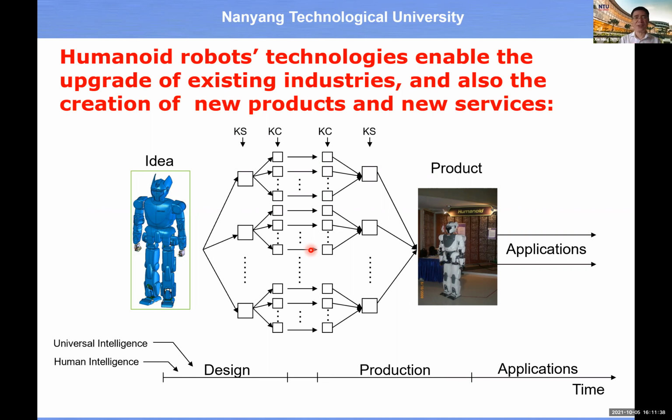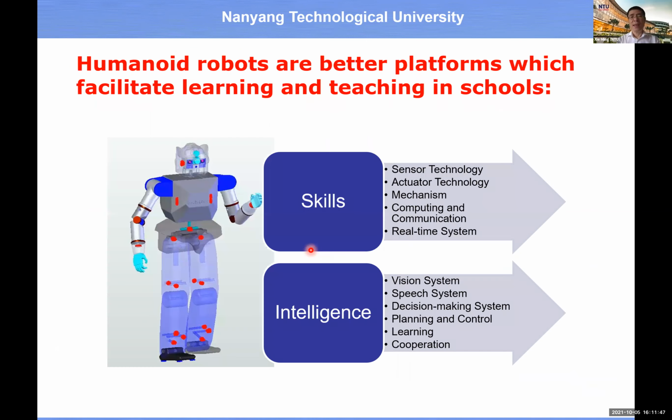This slide shows you the pipeline from idea all the way to product and application. The third reason is that humanoid robots are a better platform which facilitates learning and teaching in school, because students or pupils will love humanoid robots very much.